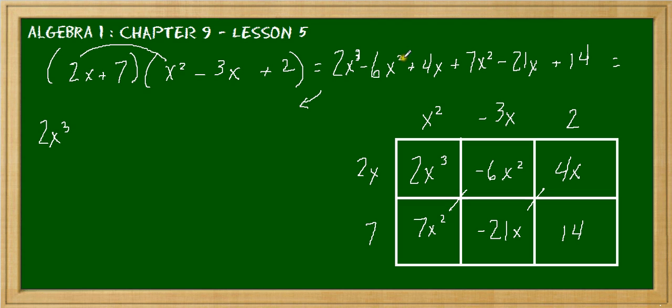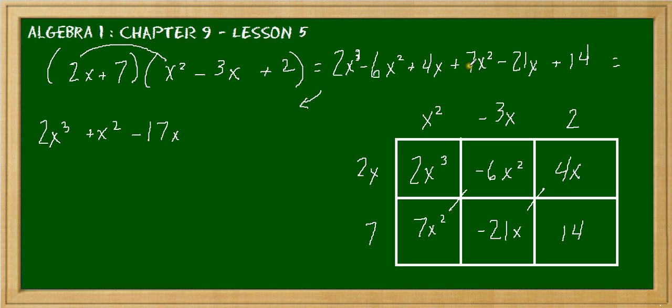Now I have a negative 6x squared. Do I have another x squared? I do have one, a positive 7x squared. So when I combine negative 6x squared and positive 7x squared, that's going to give me positive x squared. And now let's keep going down. We have 4x, positive 4x, go all the way down. Oh, I have a negative 21x. So when I combine those two, that will give me negative 17x.